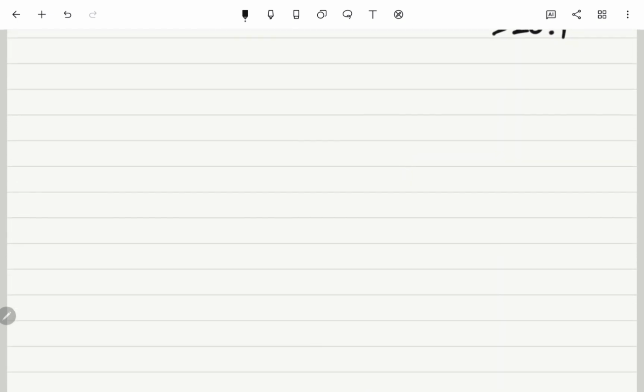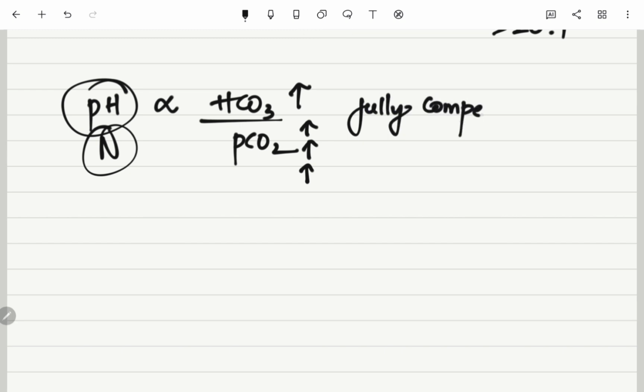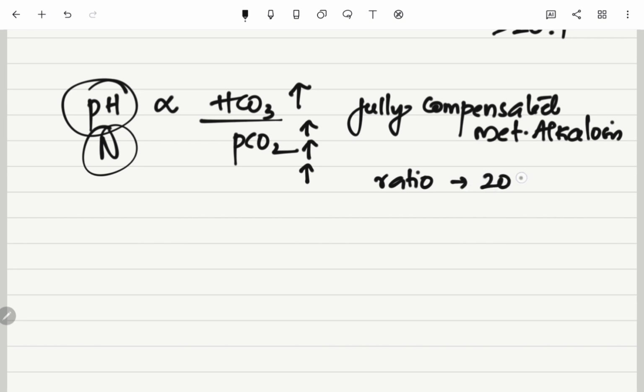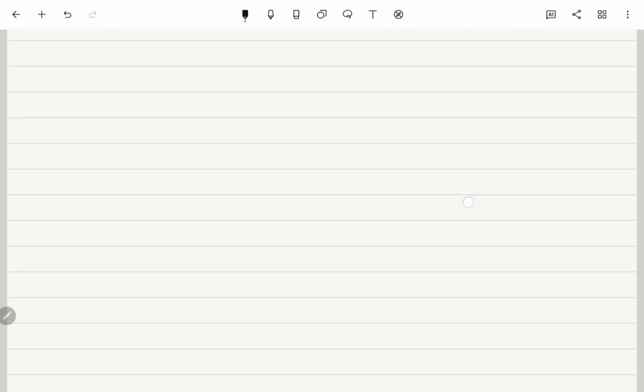Now moving to the third type, pH is again proportional to HCO3 by PCO2. pH will be increased in metabolic alkalosis, but if PCO2 is further increased, it brings the pH back to the normal value. That type of metabolic alkalosis is known as fully compensated metabolic alkalosis. So these are the three types of metabolic alkalosis. In this fully compensated type, the ratio will be 20:1. The ratio is maintained.